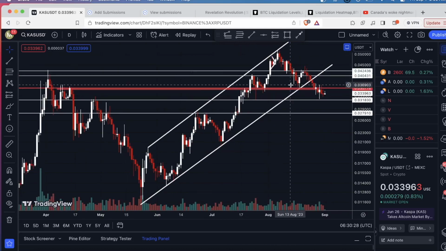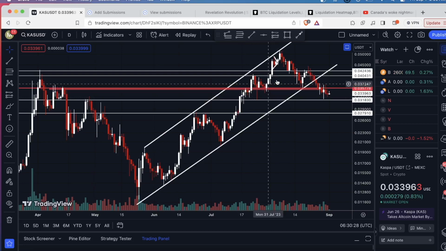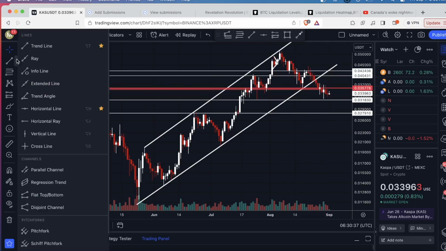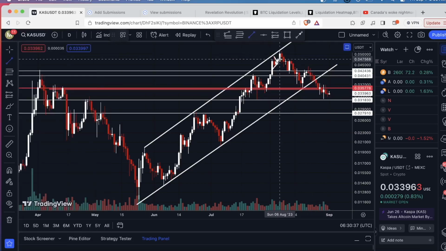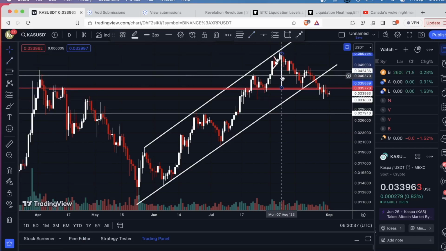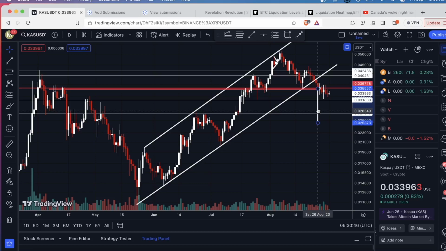Now I just noticed something as I'm looking at the chart right here. It looks like we have a head and shoulders. So we have a shoulder, a head, a shoulder right here, and we just broke the neckline. So when you see this happen, normally what you would do is you would measure from the head down to the neckline and then project that from the breakout point, and that would give you a target.